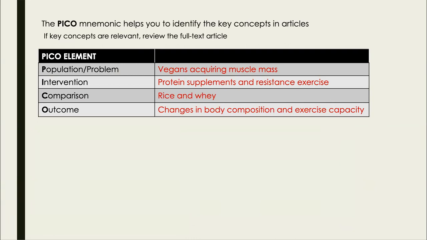So what you're going to look for: the P stands for population or problem. For our example, our problem is vegans acquiring muscle mass. And then I is intervention. So what's our intervention? Protein supplements and resistance exercise. And then comparison, we want to compare rice and whey protein. And then our outcome, we want to look at changes in body composition and exercise capacity.